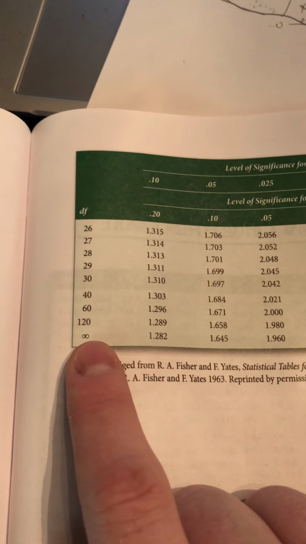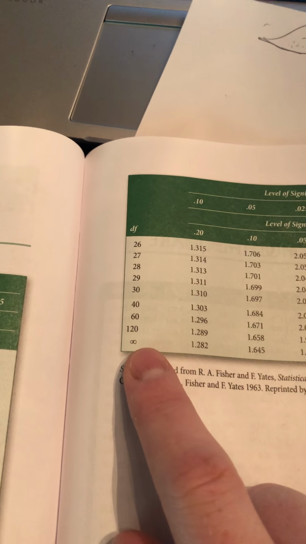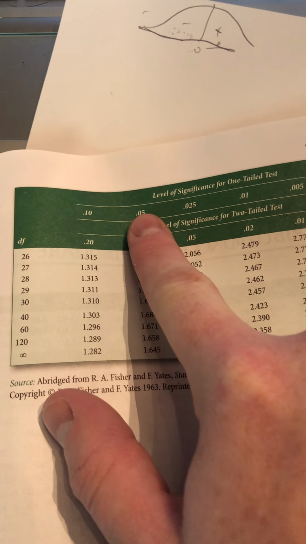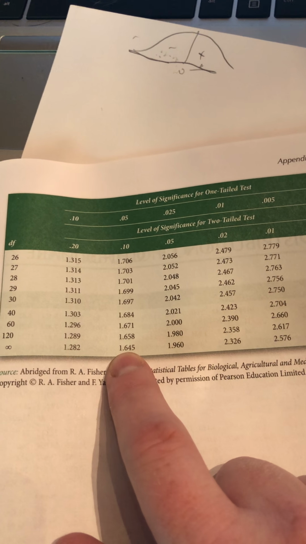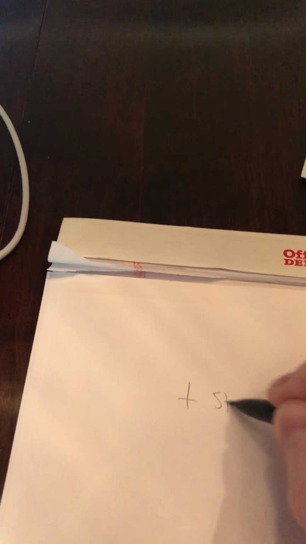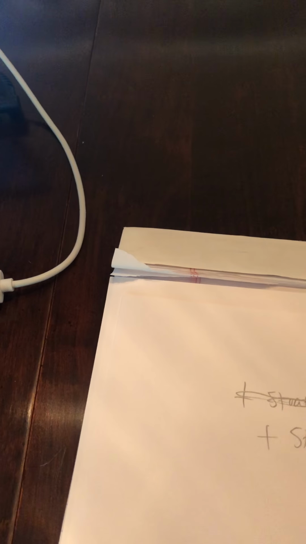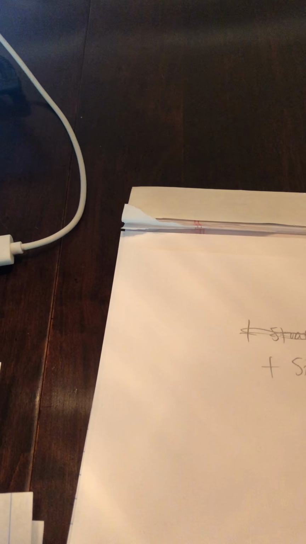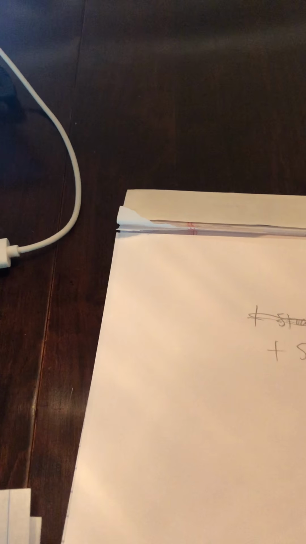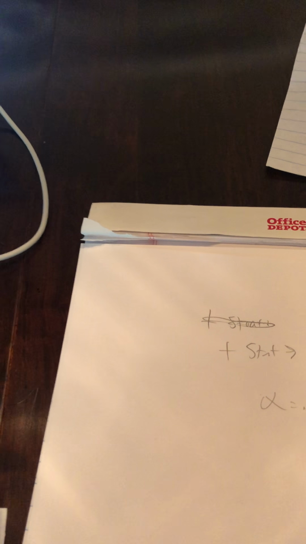As is often the case, you're going to use this last line because once you go above 120, the differences become kind of moot at that point. But we're looking at that one-tailed test, 0.05. Your significance level, your cutoff point, is 1.645. So we have a t statistic that we derived that was negative 1.17, right? And then based on our alpha equals 0.05, a cutoff point of 1.645.